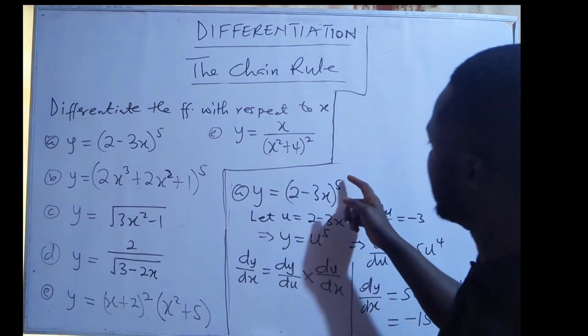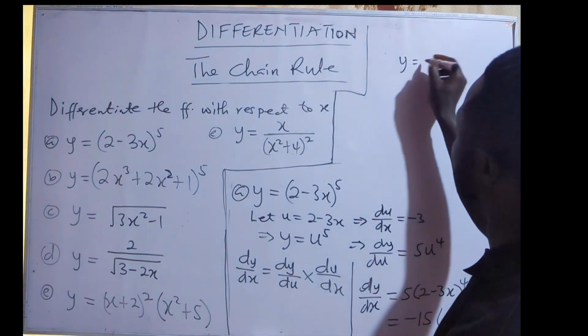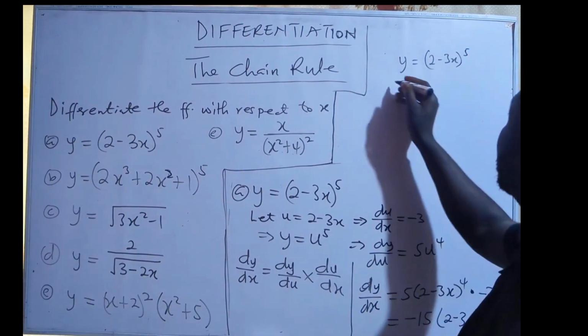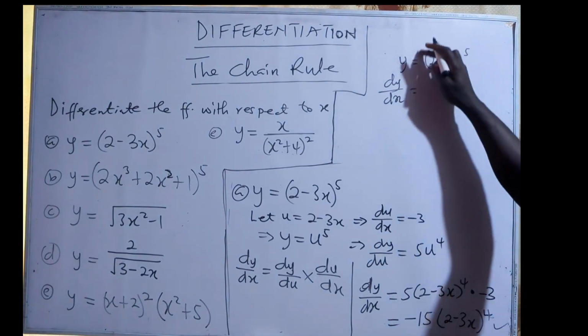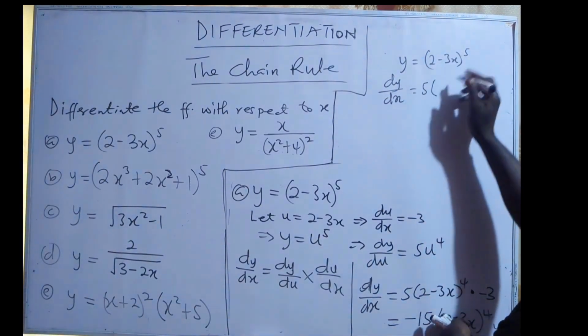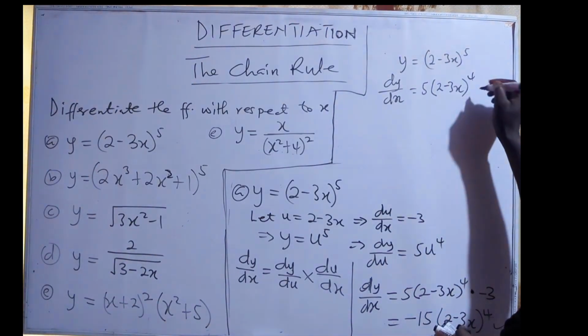One, differentiate the whole thing. So my y is equal to (2 minus 3x) all to the exponent of 5. So I will say my dy/dx. You are really straightforward. I'll differentiate the whole of this. So 5 will come and multiply what? (2 minus 3x). Then you reduce this one by 1, exponent 4.